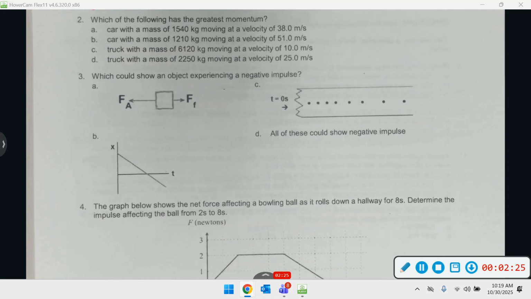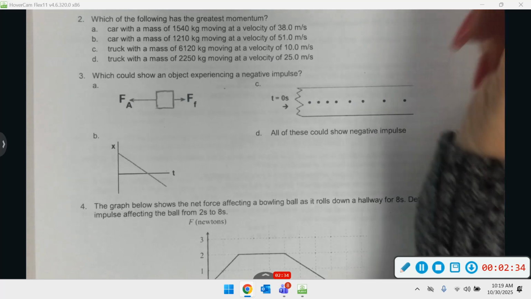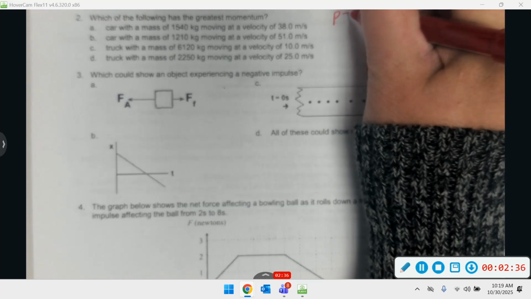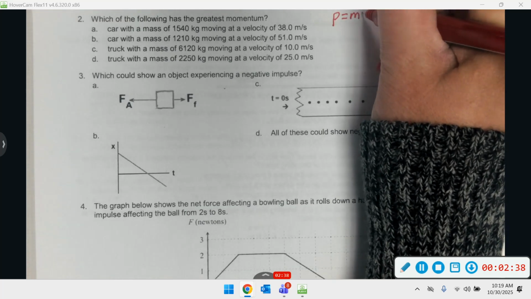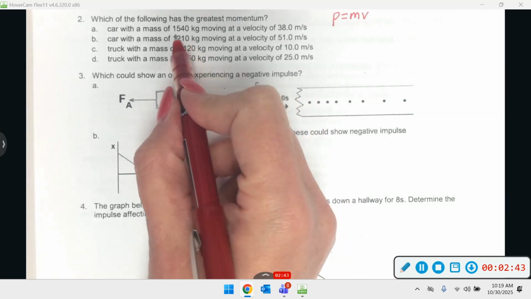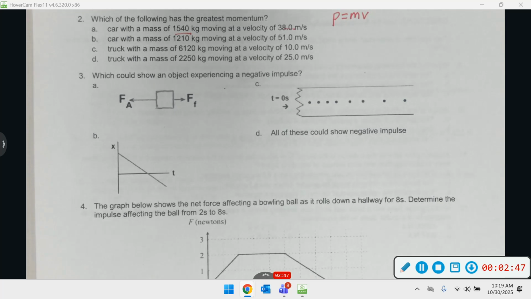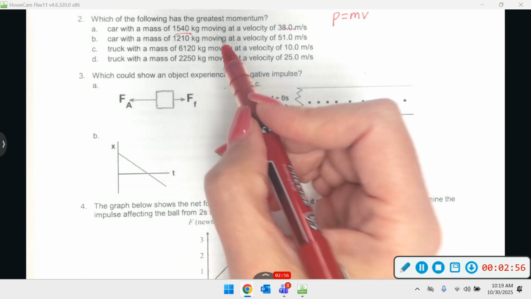Question 2, though, you did much better on. Question 2 is pretty straightforward. Which of the following has the greatest momentum? 93% of people got this right. I'm not sure about the 7% that missed it, but all you have to do in this question is remember the momentum equation. Momentum is mass times velocity, and that's all you're doing. You're taking the mass and the velocity in each of these statements, multiplying them and getting the momentum, and it's a different number for A, B, C, and D, and then you're just comparing them and picking which one is greatest. So you're looking for greatest momentum.